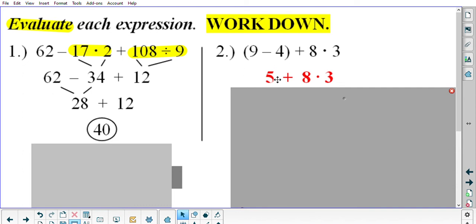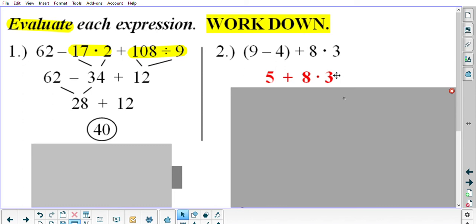This is how you work down. You put those answers step by step underneath where it came from. And then you also bring the rest of the problem down with it. So the plus sign is still there. We haven't done the plus yet, have we? The 8 and the times 3 is still there. We haven't done that yet, have we? So you bring down the rest of the problem that you haven't actually worked out yet. You bring down each of those pieces step by step until you finally get to the final answer.